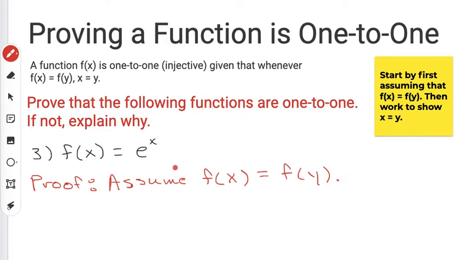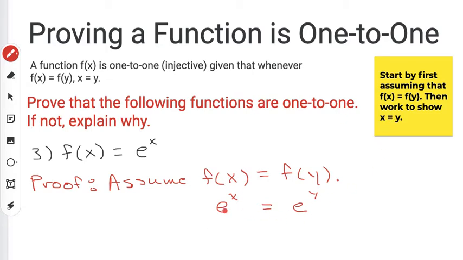Now we know that f of x is equal to e to the x power. So I can replace f of x with e to the x power, my exponential function, and then I'm going to bring down my equal sign in the middle. And then over here, this is a function of y. So instead of having e to the x power, I'm going to have e to the y power on this side. So now I have e to the x is equal to e to the y, and now I need to do some work to show that x equals y.